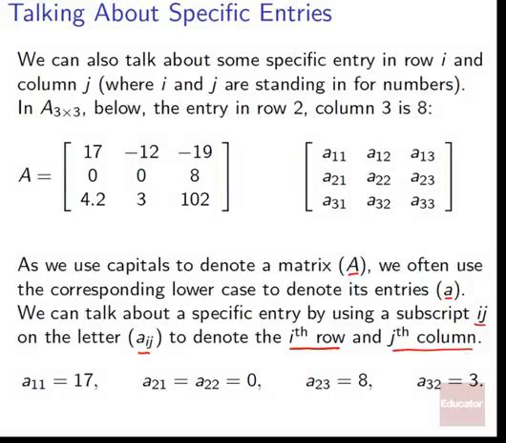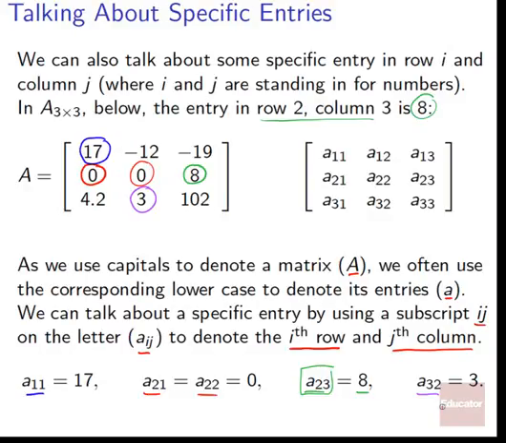So that means we could talk about a 1,1, so that'd be first row, first column, so we'd get 17. We could talk about a 2,1, that'd be second row, first column, so that'd be 0. Second row, second column, also 0. We could have a 2,3, second row, third column. So that would be 8. That's exactly what we figured out at the beginning. So row 2, column 3 is a 2,3. Or we could have a 3,2, third row, second column, which gets us 3.